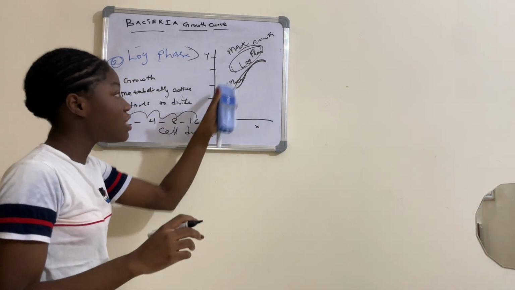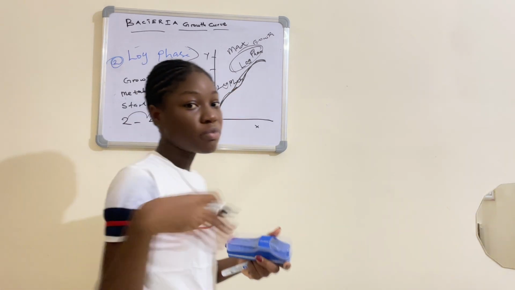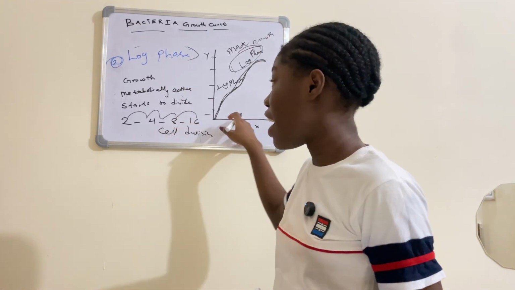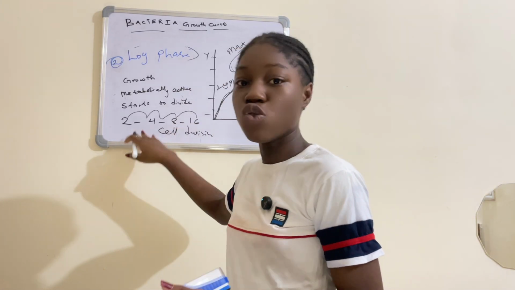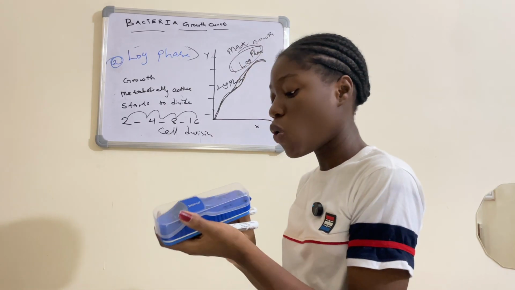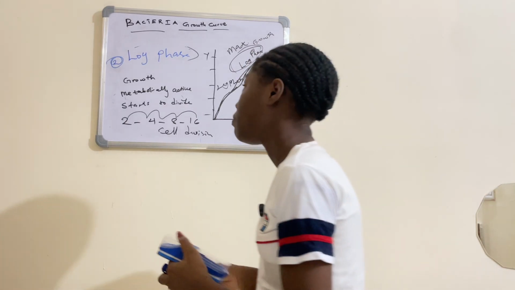Maximum growth of the bacteria is seen in the log phase. So this is what the log phase is basically about, right? Characterizing growth and metabolic activity. It starts to divide, and then the bacteria start to multiply from 2 to 4 to 8, 16, just like that. So it's called the exponential or the log phase.